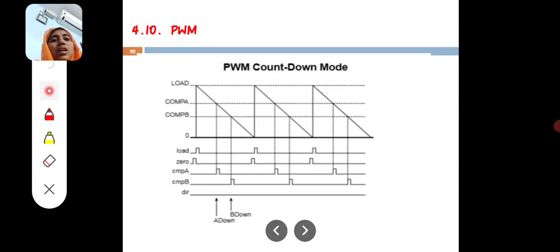This is the PWM generator, and this is how it generates square waves. This is the PWM countdown mode. It counts down from the load value and generates the square wave. These are the output waveforms of the PWM mode.